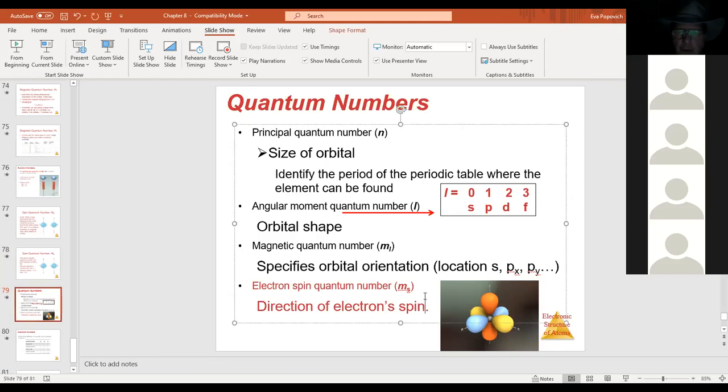Last one is the easy one, M sub S. It just tells you the direction of the electron spin. It's either going one way or the other, and it's designated by either a plus a half or a minus a half.